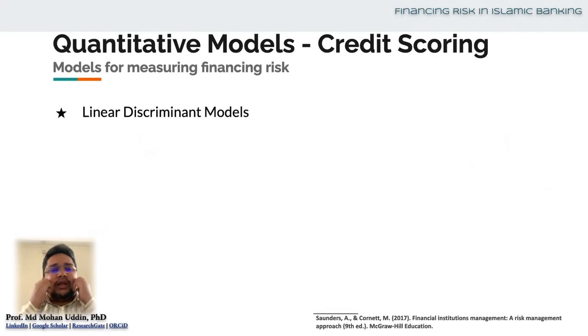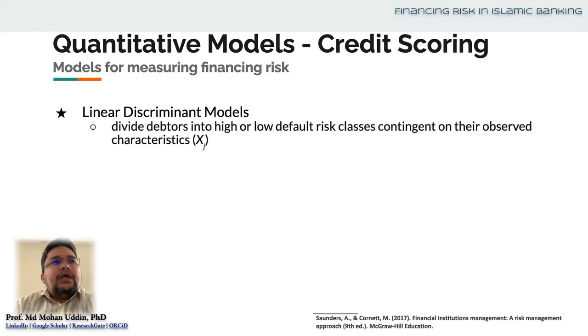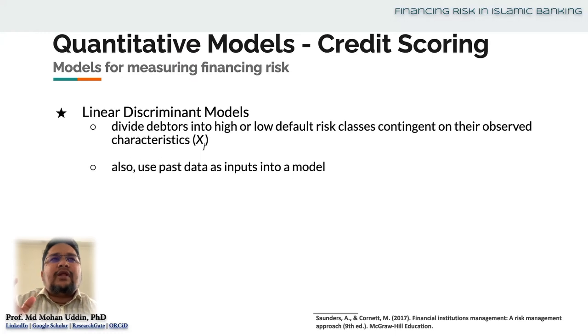Now let us talk about another one, which is very well known, the linear discriminant model. In that case, normally the debtors, that means the financing clients, are divided into high or low default class based on their observed characteristics. This linear discriminant model actually only divides the customers into either the high default class or the low default class.